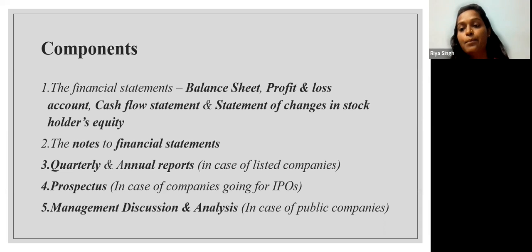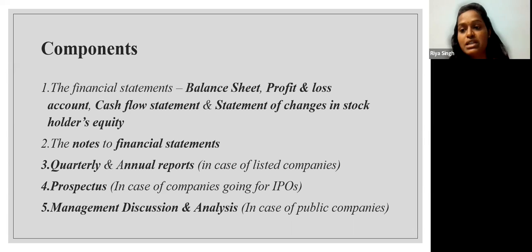Basically, this balance sheet comprises assets and liabilities. What are the assets of the company and what are the liabilities of the company, we have to show. Profit and loss account basically shows what are the expenses and what are the incomes of the company. And cash flow statement basically shows the flows of cash in the organization in terms of inflow and outflow: what are the total inflows of cash and what are the total outflows of cash in the organization.